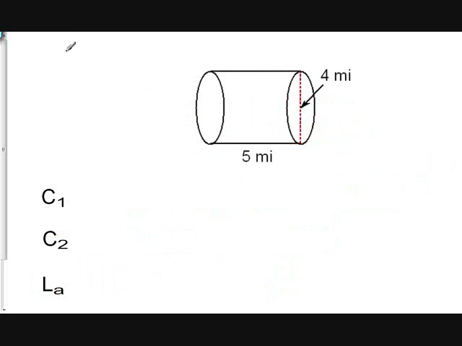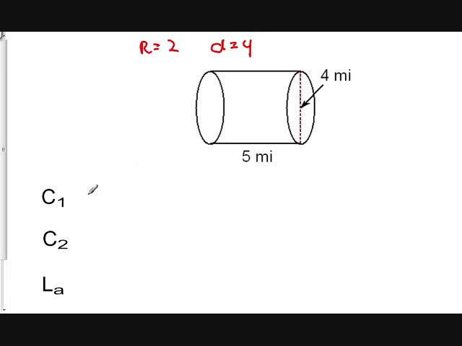Okay. Now we'll try another problem, and this is just a cylinder laid on its side, and here we have a diameter. So we need the radius, and remember the radius is half the diameter. So the radius is 2, and the diameter is 4.